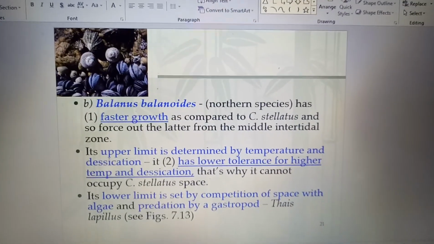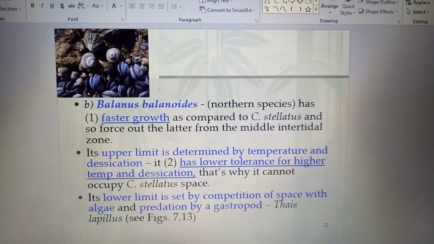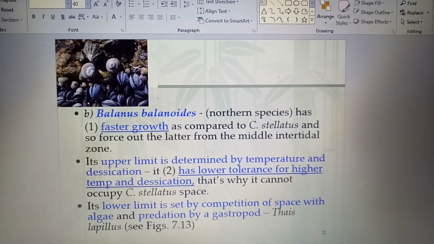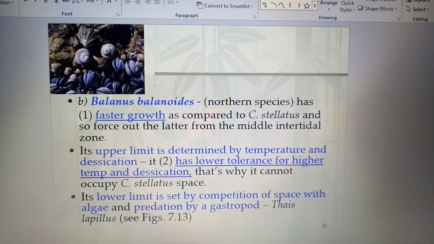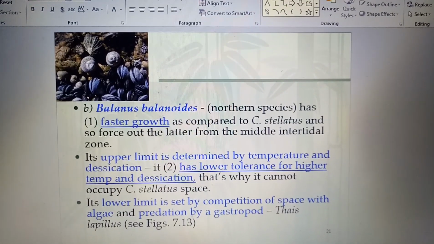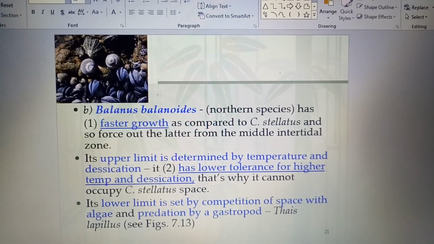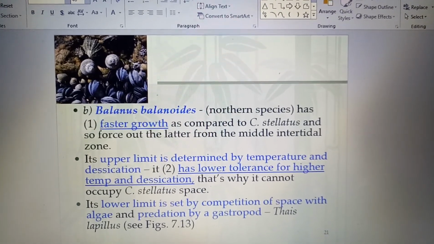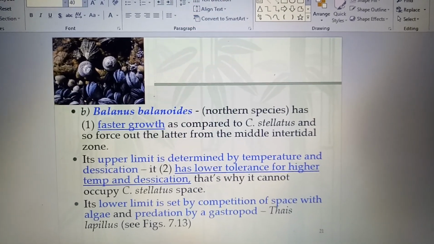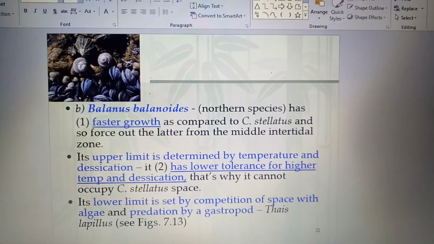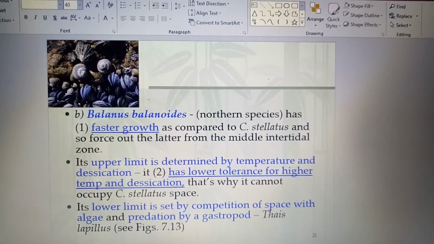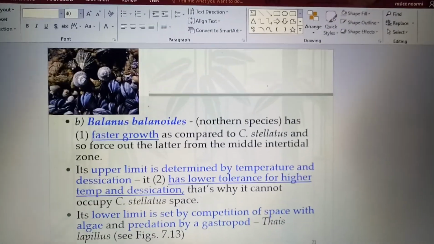Balanoides, the northern species, has fast growth compared to C. stellatus, and so forces the latter out of the middle intertidal zone. Its limit is determined by temperature and desiccation. It has lower tolerance to higher temperature and desiccation. That's why it cannot occupy C. stellatus space. Its lowest limit is set by competition for space with algae and predation by gastropods.